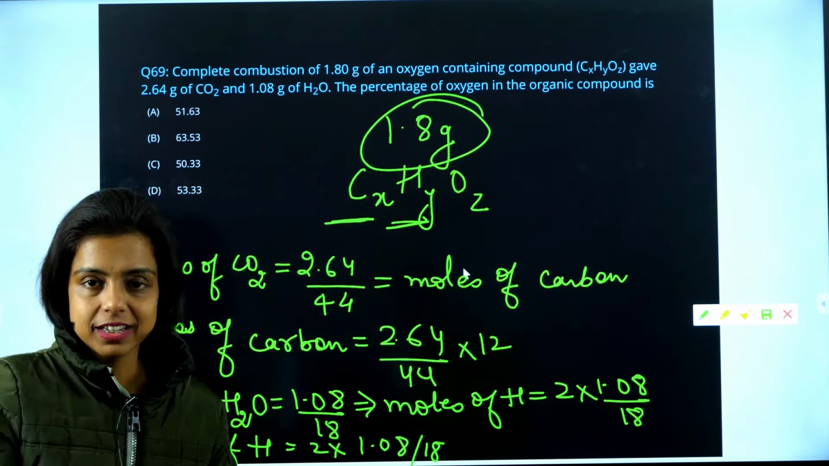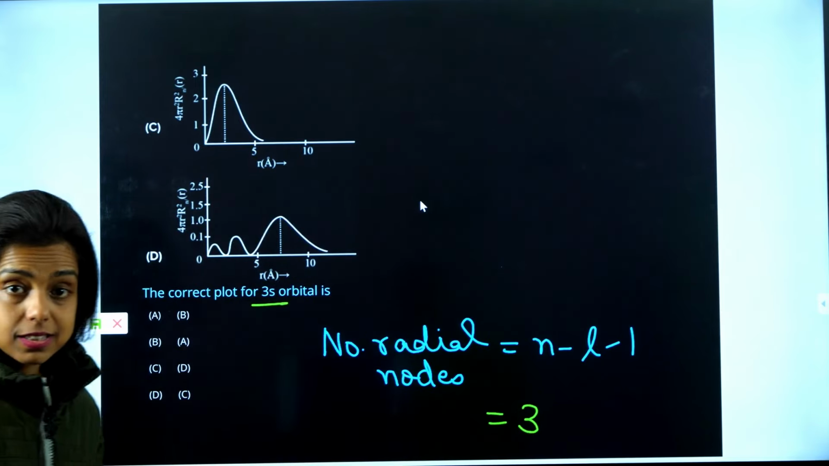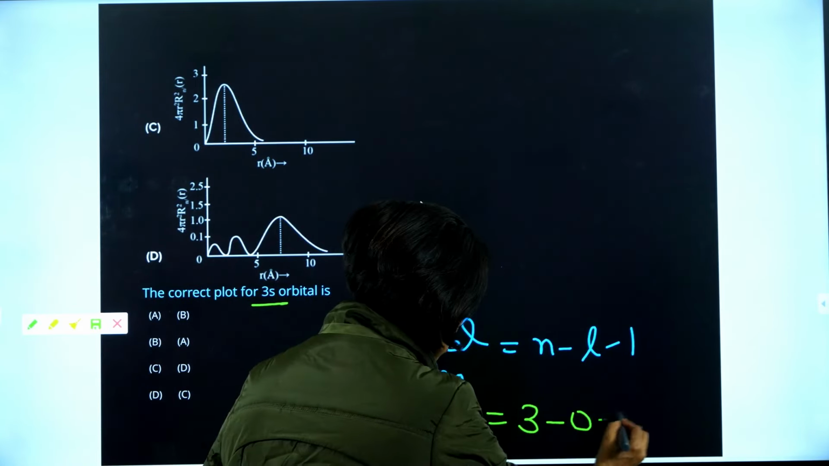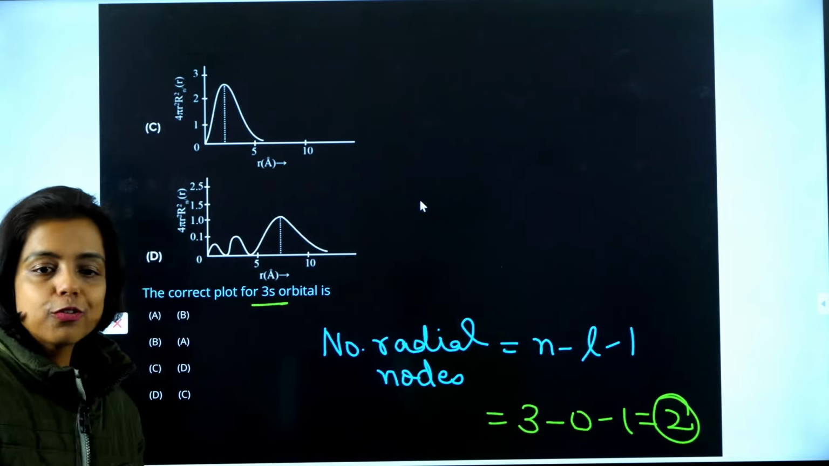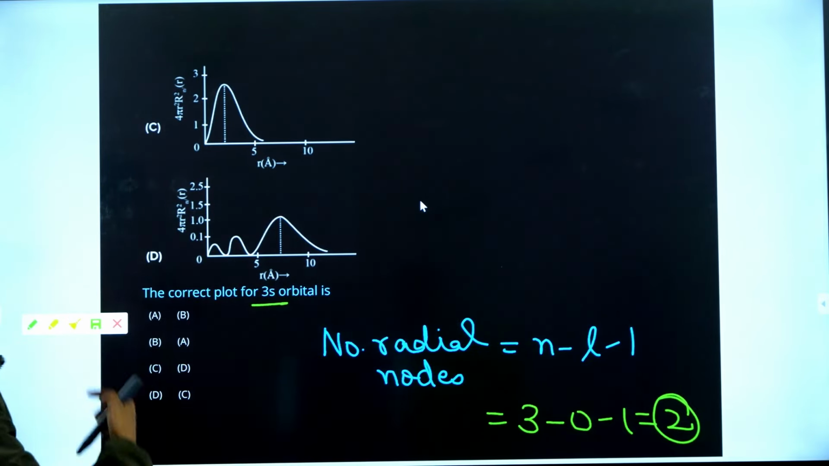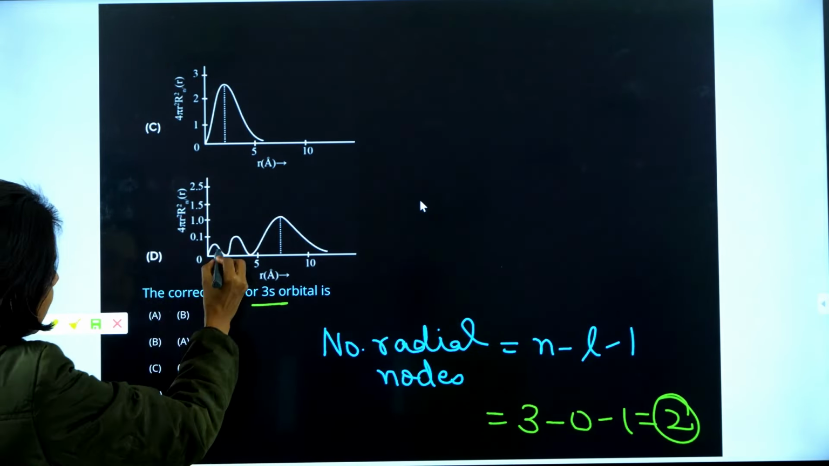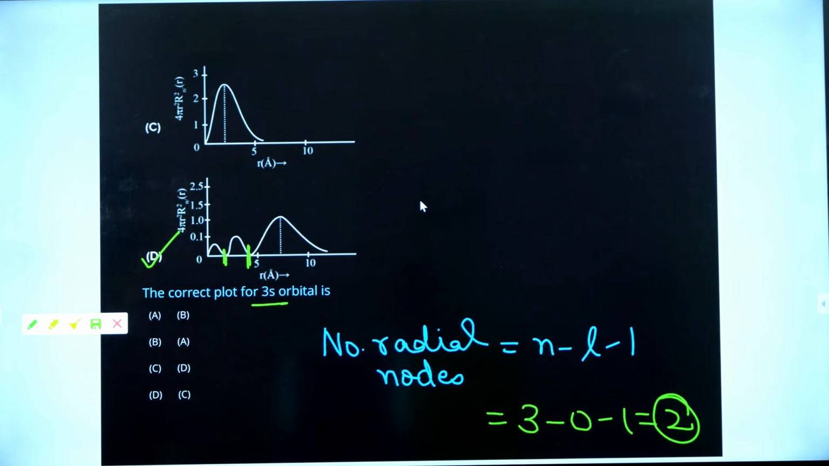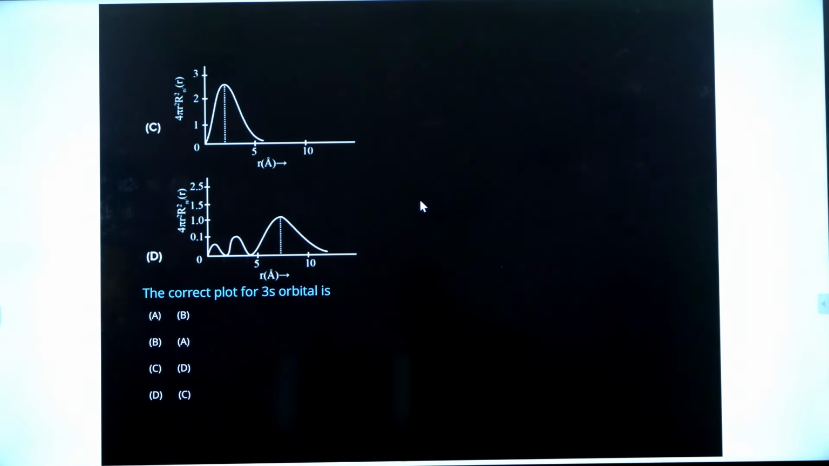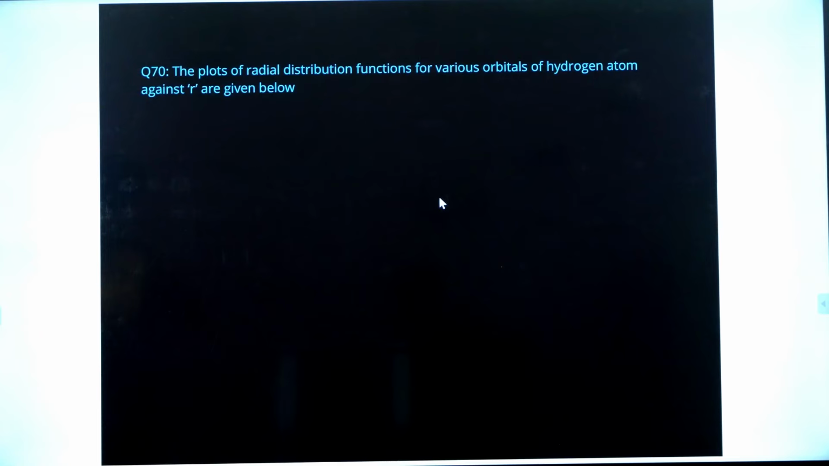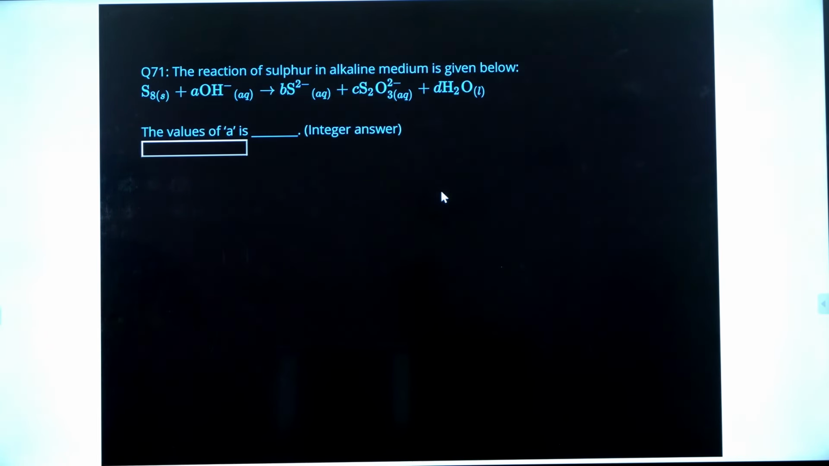How can we calculate the number of radial nodes? The formula is n minus l minus 1. And we have the 3s orbital, so third shell, s subshell, l is 0. So 2 radial nodes. We have to figure out the graph having 2 radial nodes. This one has 0 radial nodes. Here there are 2 radial nodes, where the probability of finding the electron is almost 0. So we will mark our answer as D. 2 radial nodes, very simple.